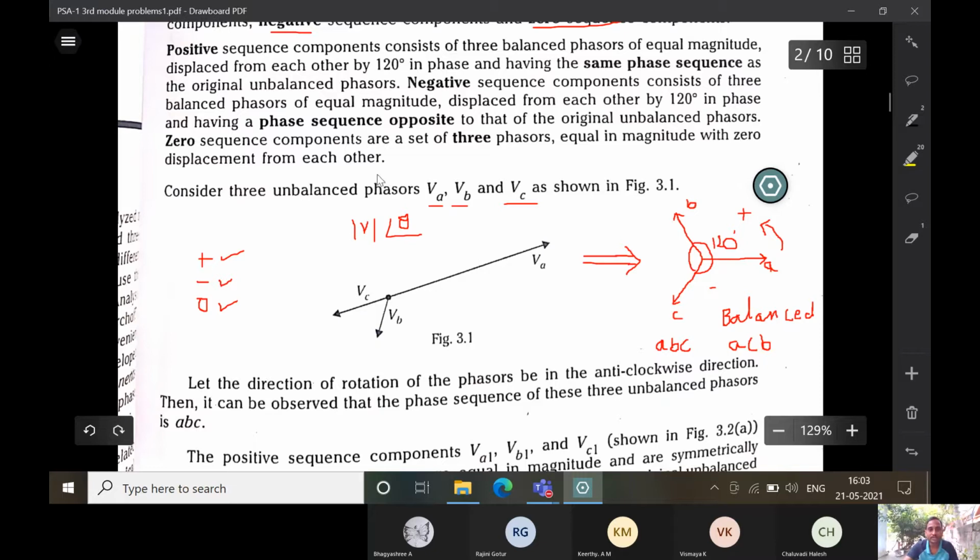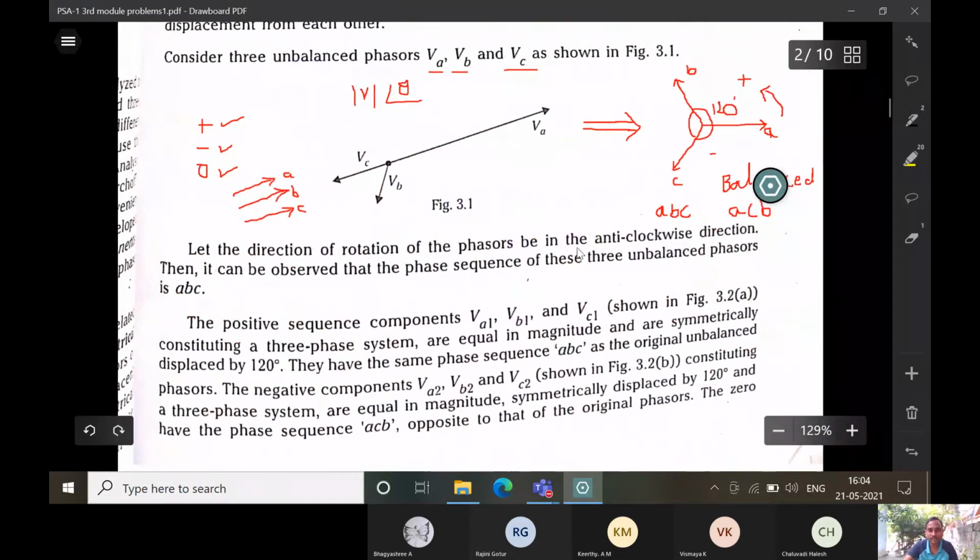Okay, and zero sequence components are a set of three phasors equal in magnitude with zero displacement from each other. So zero sequence components are like this. All are equal in magnitude and also all are in phase. So there is no phase difference between the phases A, B, C. The phase difference is zero. So this is called the zero sequence component.